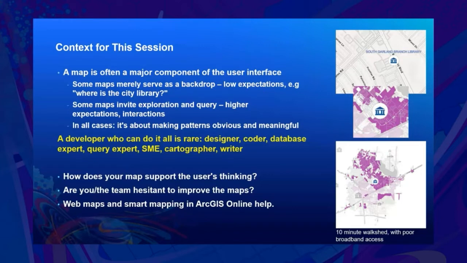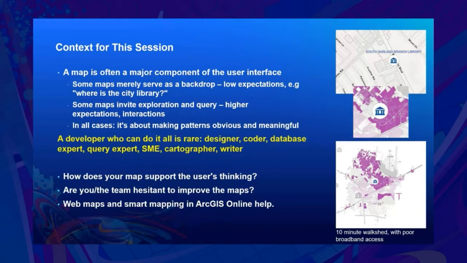And other times we invite more exploration and query from our maps. We want a higher level of expectation about our map, like in the middle example there. Now the library is on top of another layer that shows areas with poor broadband access. Those areas in purple. Darker the purple, the poorer the access. So, okay, now we've put two layers together, but again, it's just a visual. But with applications, there's this opportunity to turn a map from a visually interesting thing to a functional thing.